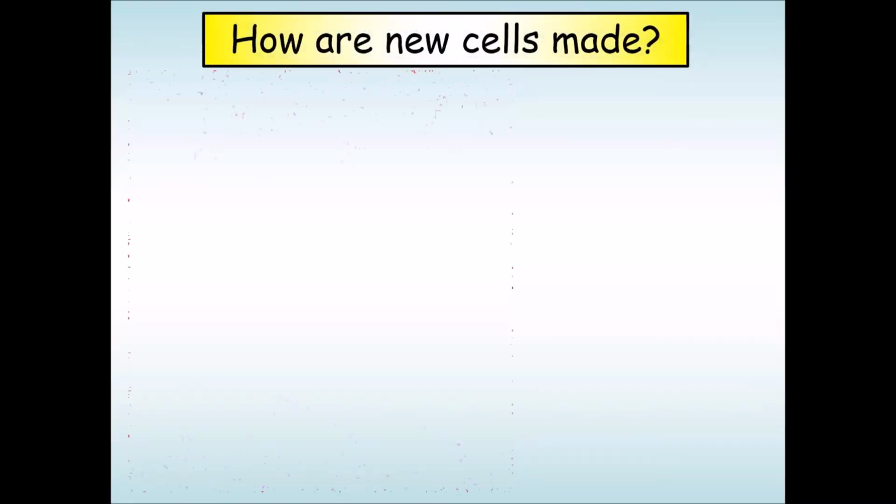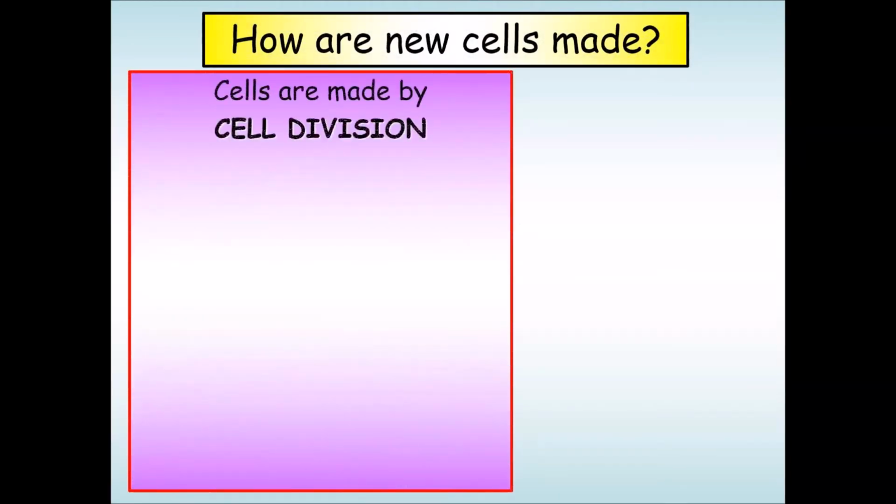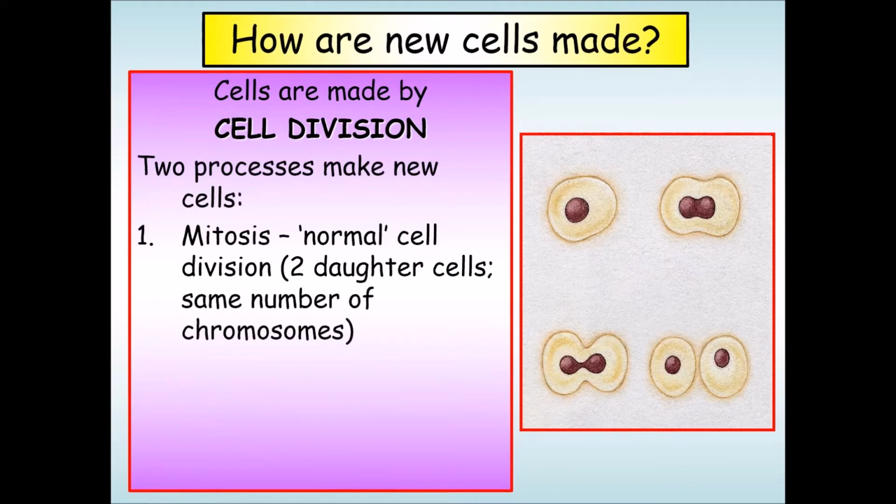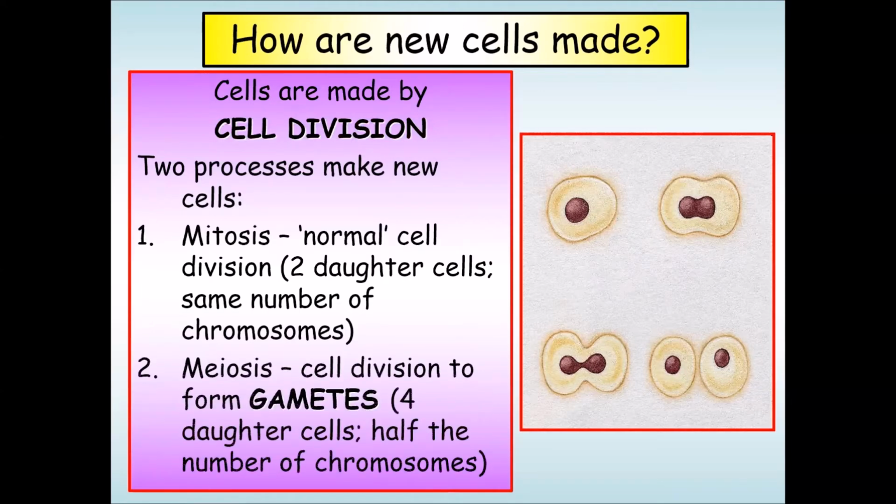New cells are made by cell division, and cell division could be split into two categories. One is mitosis, which is normal cell division, which makes sure all the cells have the same number of chromosomes, they are genetically identical, or meiosis, which is the formation of the gametes. The gametes are not genetically identical and they contain half the number of chromosomes as a body cell.